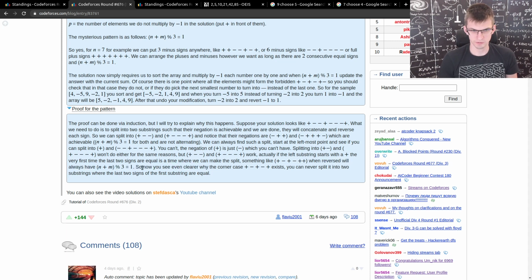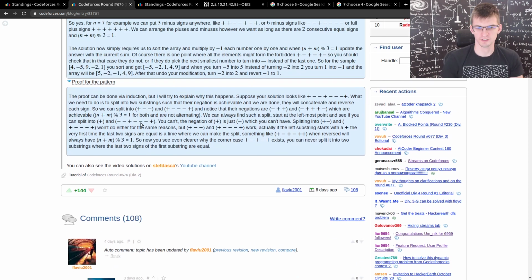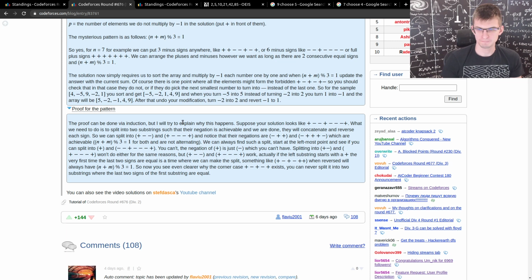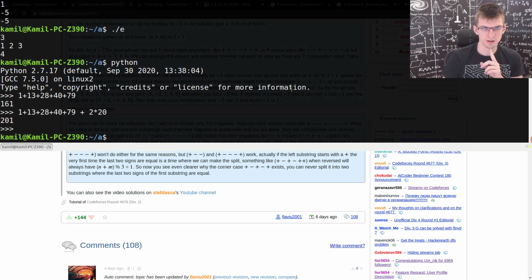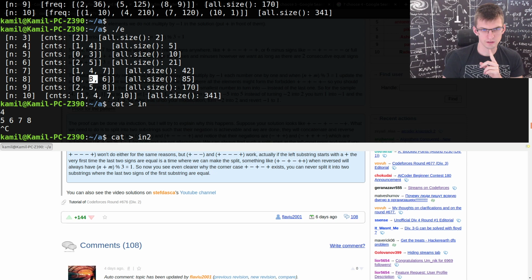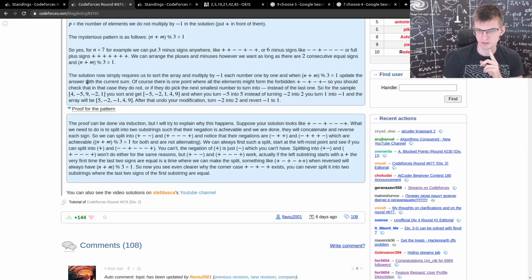Something like this one reversed, we always have that. I want to read this carefully. Suppose your solution looks like this. Split into 2 substrings such that their negation is achievable. Is this a forbidden case? This is n equal to 8, count is 3. This is an allowed case.